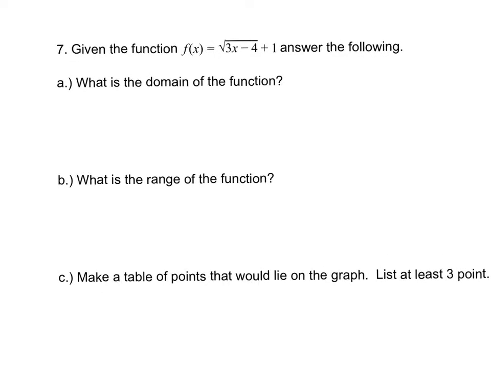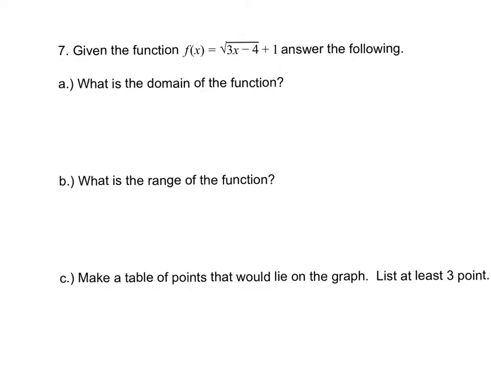So last part, given our function f of x equals the square root of 3x minus 4 plus 1, we want to answer the following questions. First, we want to know what the domain of the function is. So domains of square root functions, you have to take what's underneath the square root, so 3x minus 4, and it has to be greater than or equal to 0, since we can't have negatives underneath the square root.